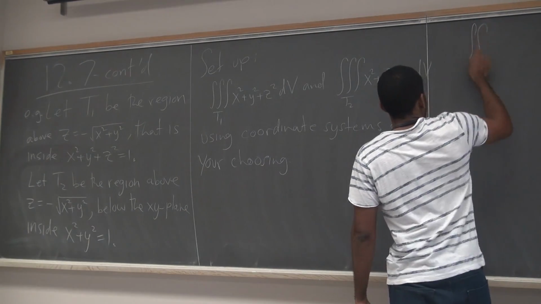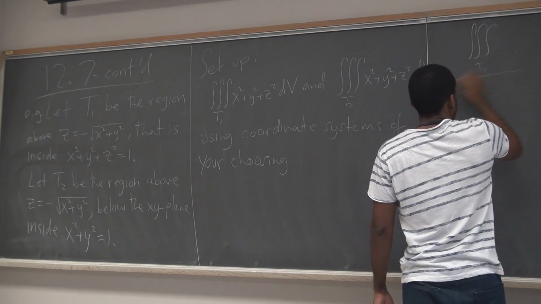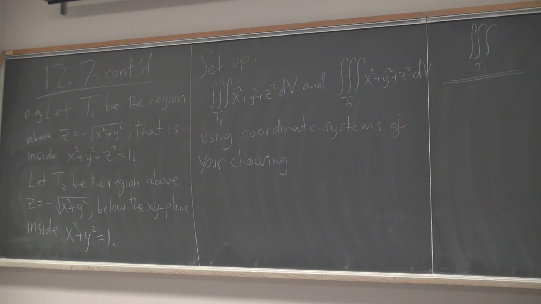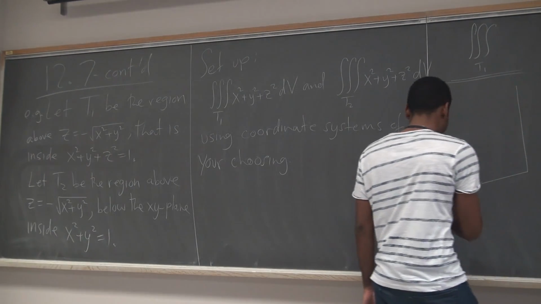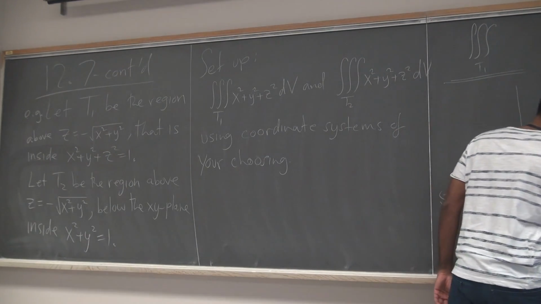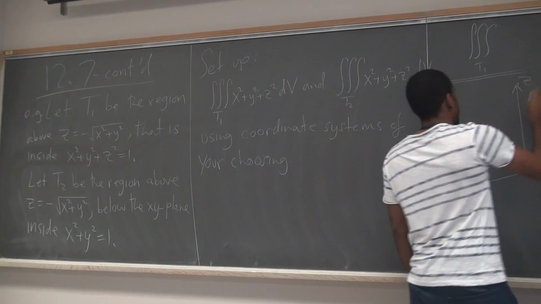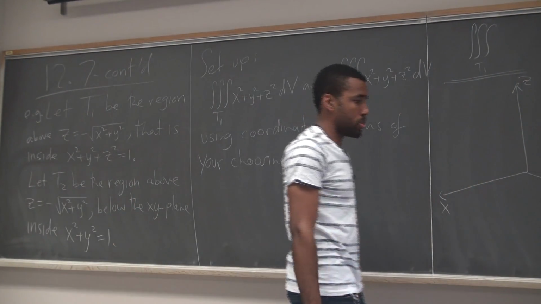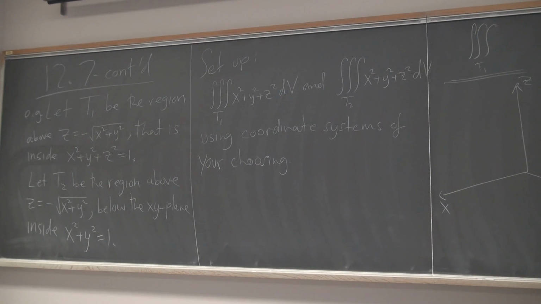Okay, let's talk about the triple integral over T1. How do we set that up? Let's draw it. What does z equals minus the radical of x squared plus y squared look like? It's in the negative z direction, a cone going down, opening like that. Okay? That is inside x squared plus y squared plus z squared equals 1.